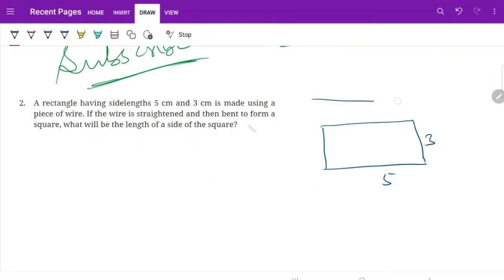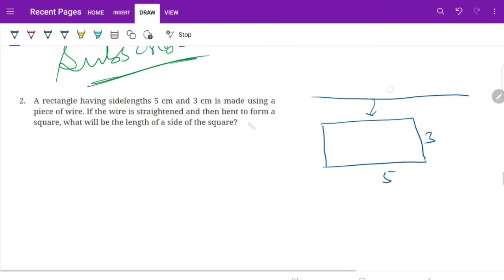So there is some wire available like this. Using this wire, when we bend it, we make a rectangle of this dimension. Initially we have a wire. When we bend it, a rectangle is formed with this dimension. Length is 5 and breadth is 3, using a piece of wire.